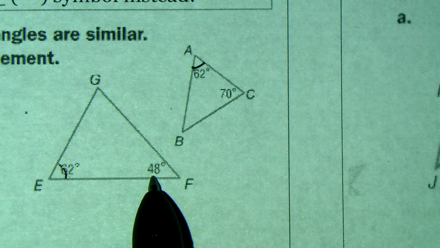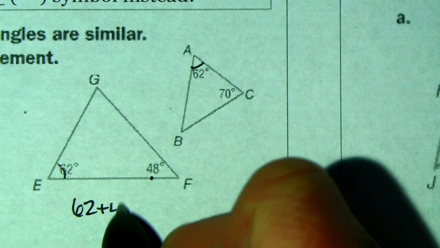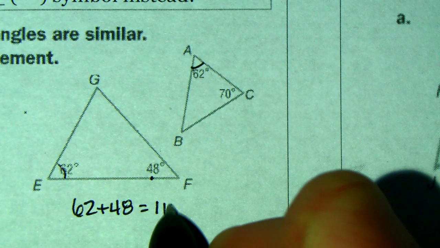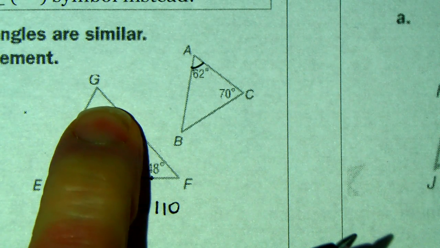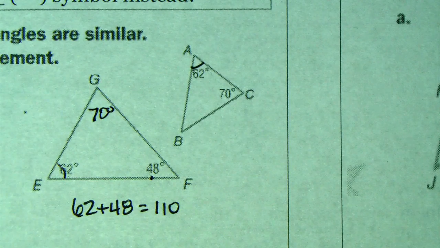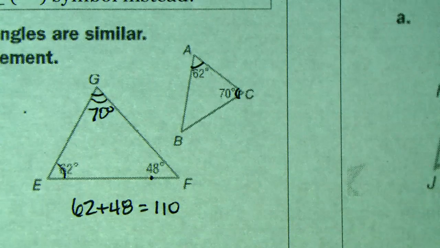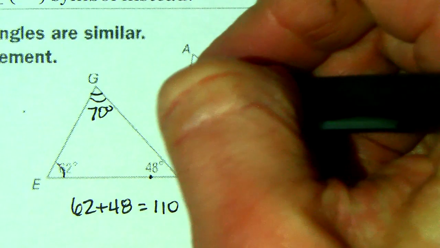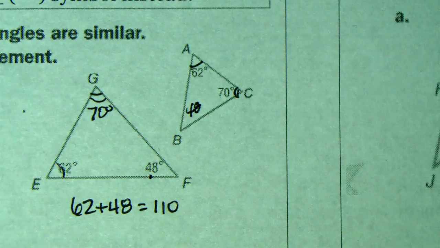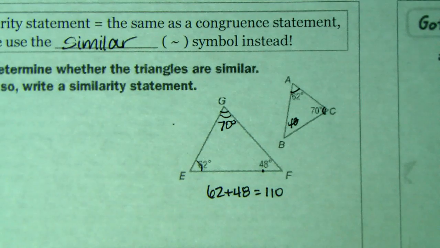62 plus 48 is 110, which means that angle right there is 70 degrees. Wait a minute. Now those two are the same. Any guesses what angle B is? 48. All right, so we know that they are, yes, indeed, similar triangles. So, yes, similar.